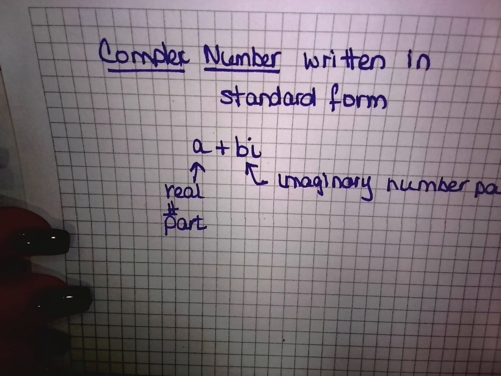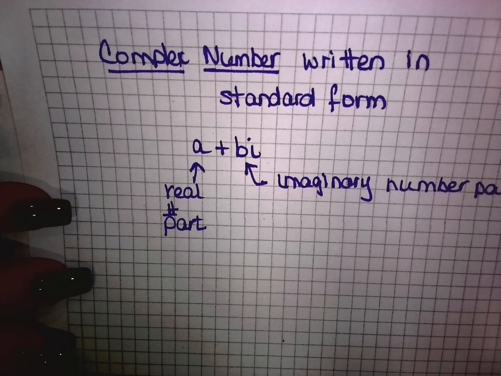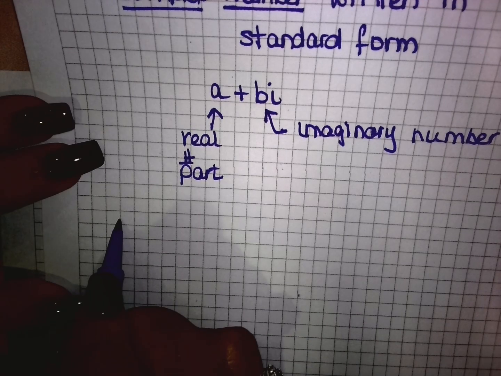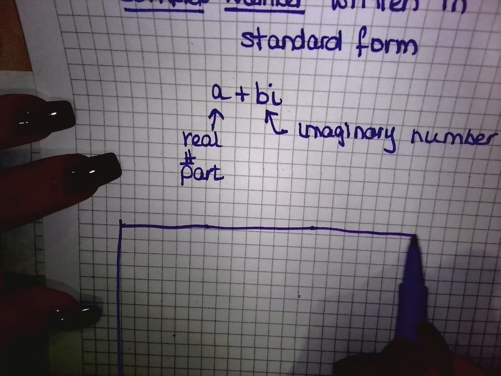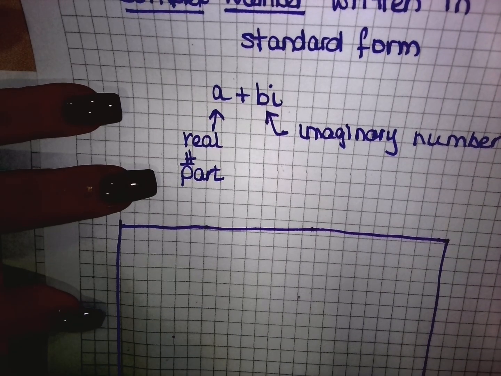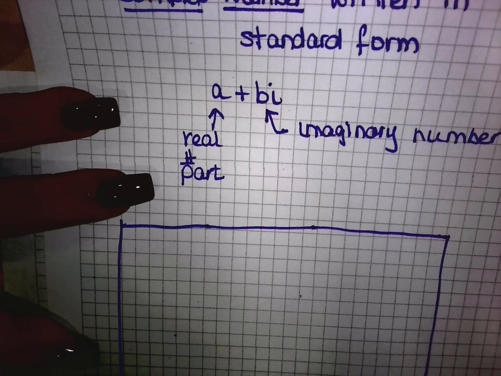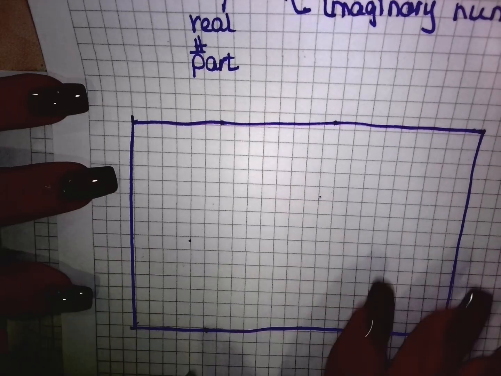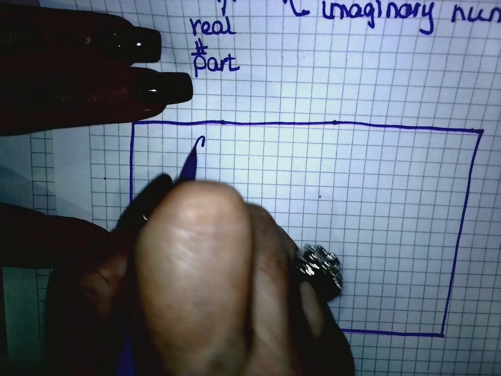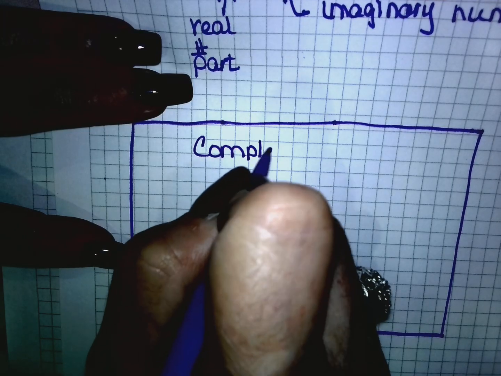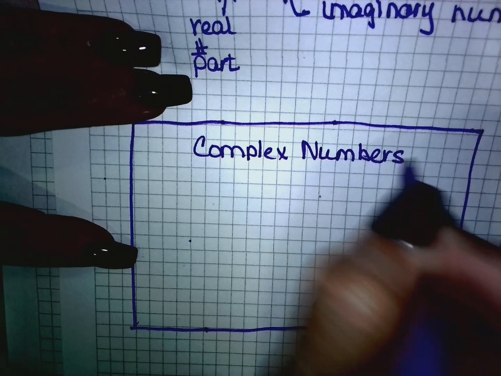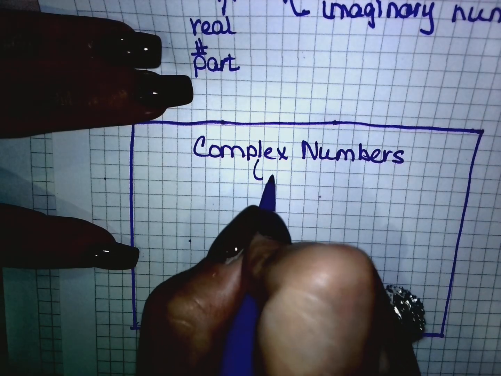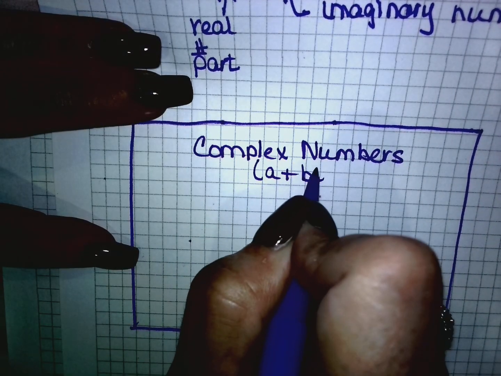Okay? So let's talk a little bit more about complex numbers. Every number that has ever been can be written as a complex number. We're going to do a little bit of a graphic here. I'm going to create this big box, and in this box are all the numbers that have ever been, and these are your complex numbers, and they are of the form a plus bi.